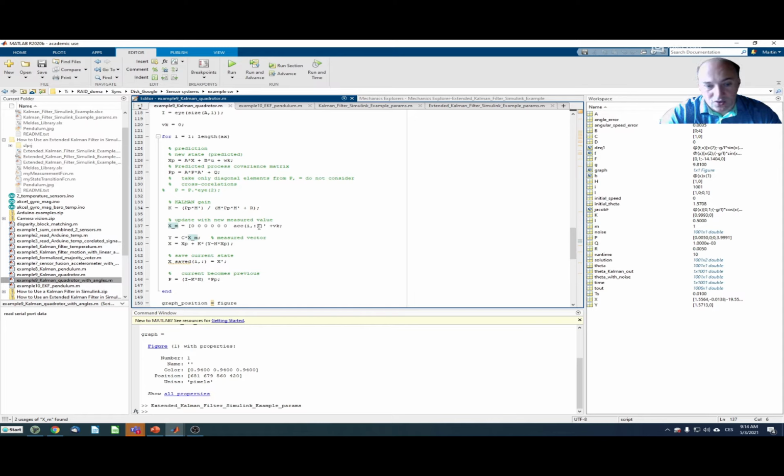So I will update it with the measured acceleration. And since I do not measure the position and speed, here you can see I am putting zeros. So these 3 zeros correspond to position, and these 3 zeros correspond to speed, and this is a vector of 3 values that correspond to the measured acceleration.